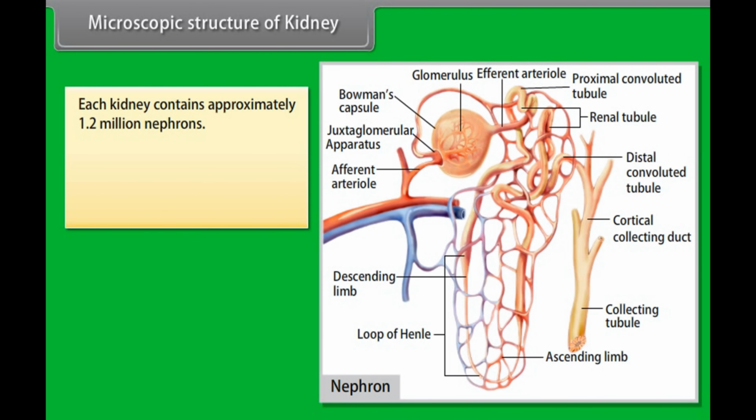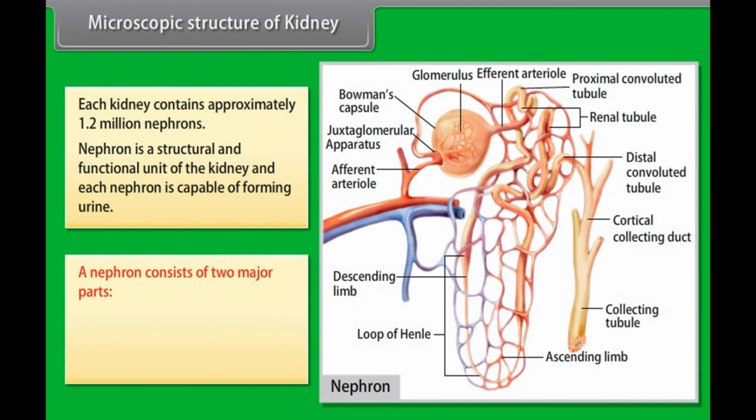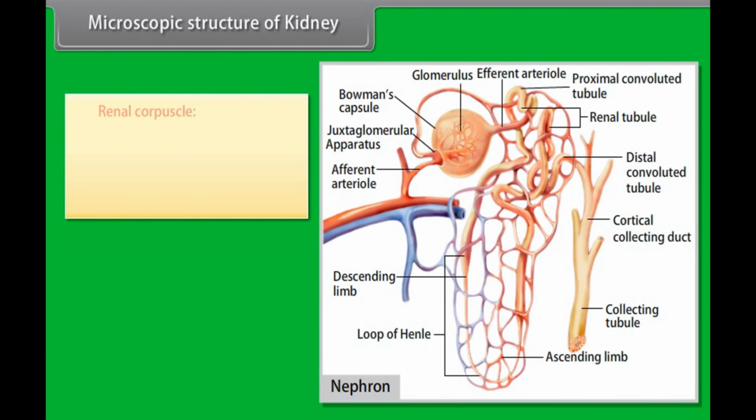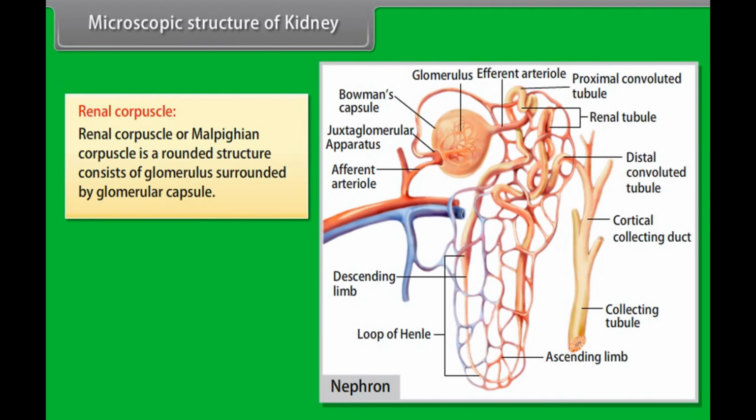Microscopic structure of kidney. Each kidney contains approximately 1.2 million nephrons. Nephron is the structural and functional unit of the kidney, and each nephron is capable of forming urine. A nephron consists of two major parts: renal corpuscle and renal tubule. Renal corpuscle. Renal corpuscle or Malpighian corpuscle is a rounded structure, consisting of glomerulus surrounded by glomerular capsule.